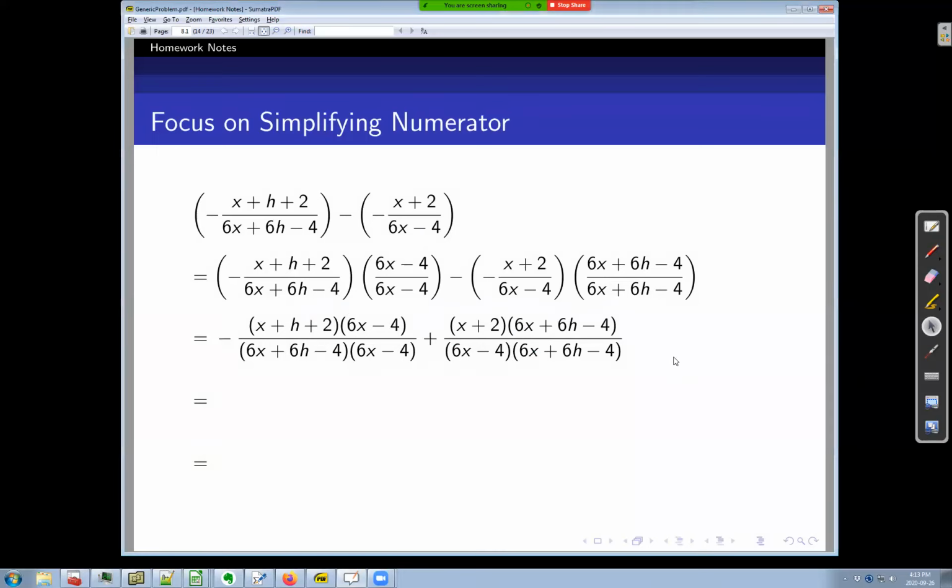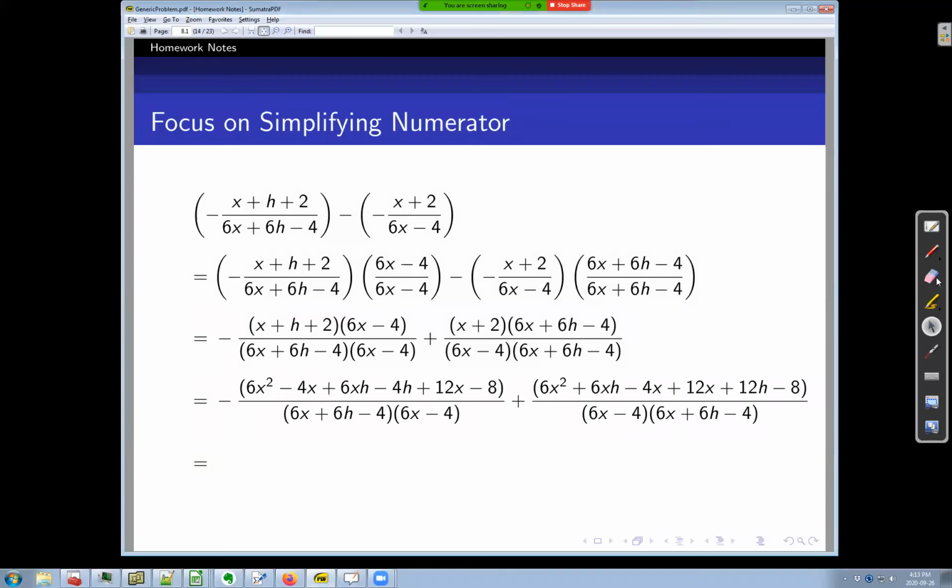But anyway, here I trust that you can do it. And here's what you get. I mean, maybe I can talk you through it real quick. X times 6x makes 6x squared. X times -4 makes -4x. H times 6x makes 6xh. H times -4 makes -4h. 2 times 6x makes 12x. And 2 times -4 makes -8. So that guy, yeah, maybe I'll highlight it. This guy expands to this guy.